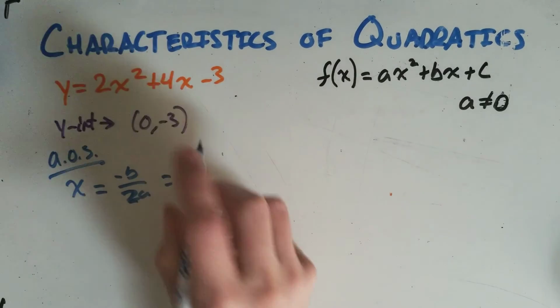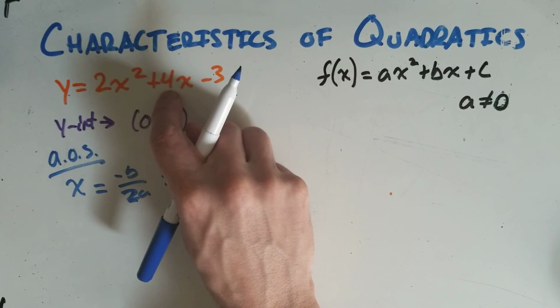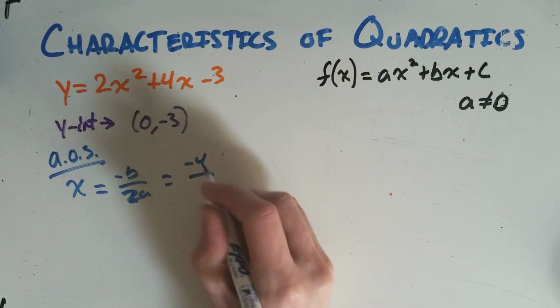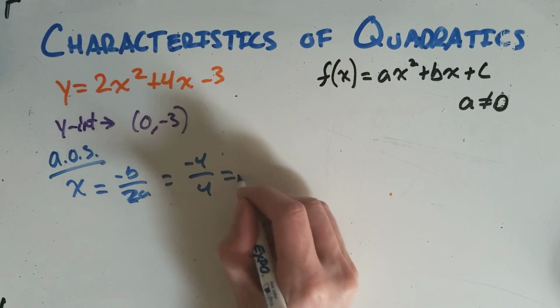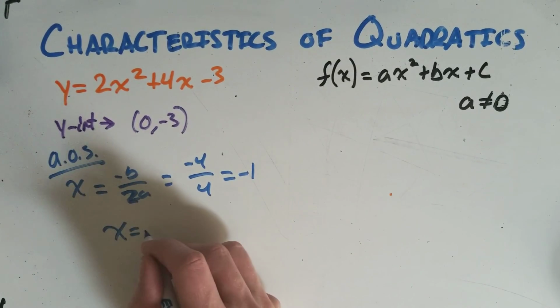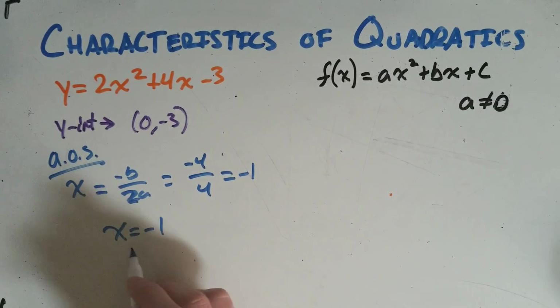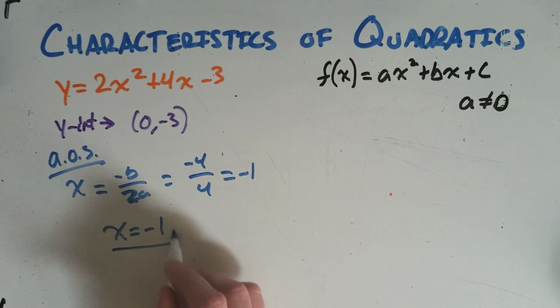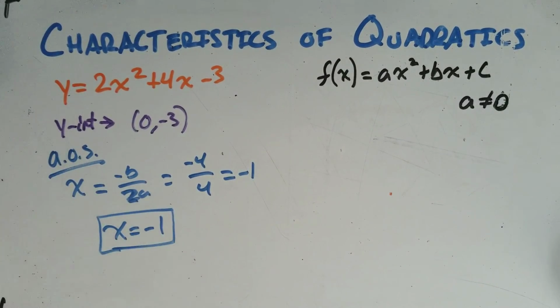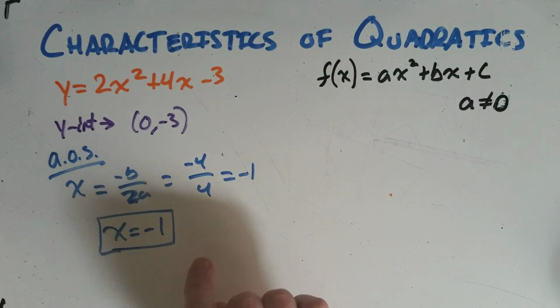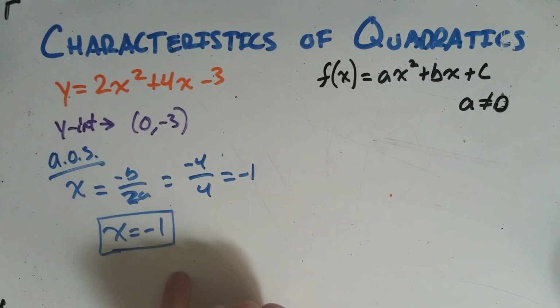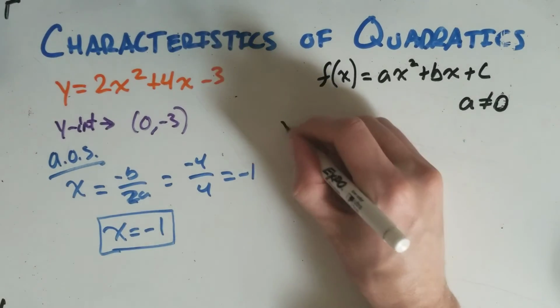And all we have to do is substitute in. Opposite of b is negative 4, 2a is 4, so the axis of symmetry is the line at x equals negative 1. So that vertical line is the axis of symmetry. And now we can use this to find our vertex. So let's do the vertex now.